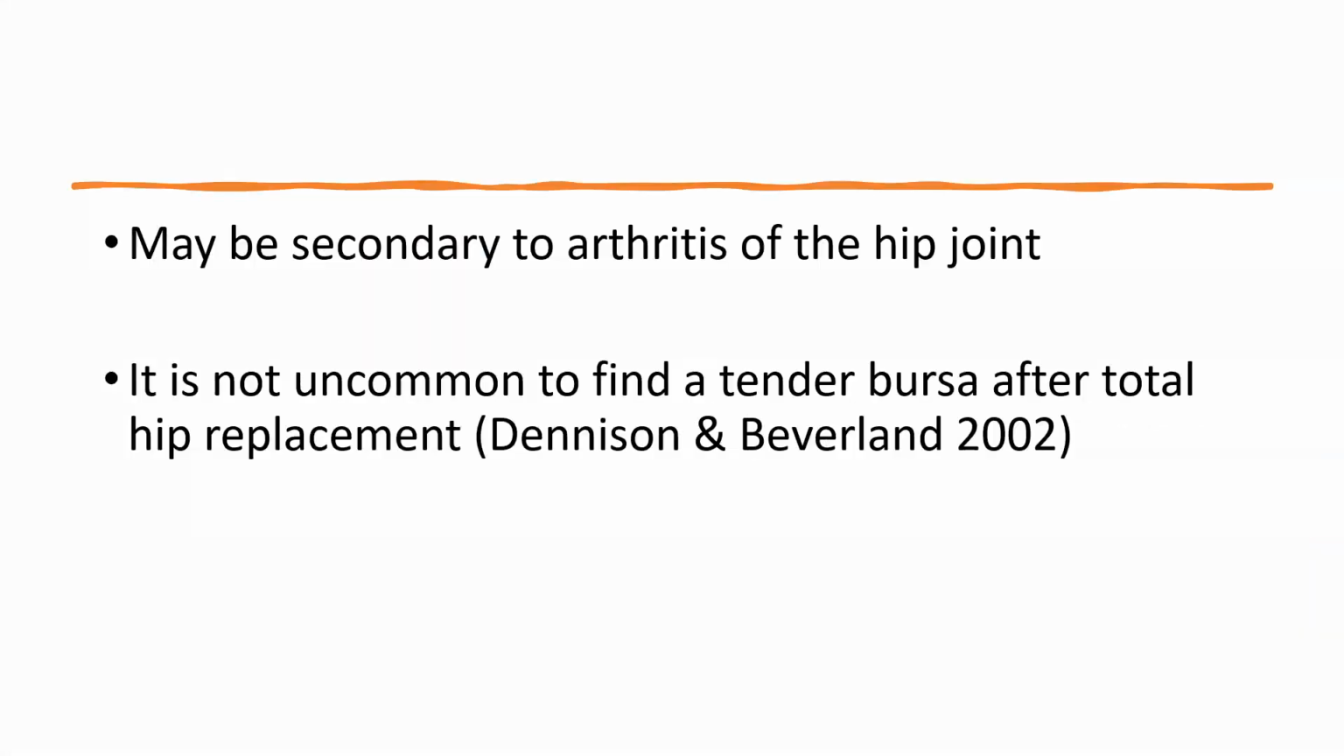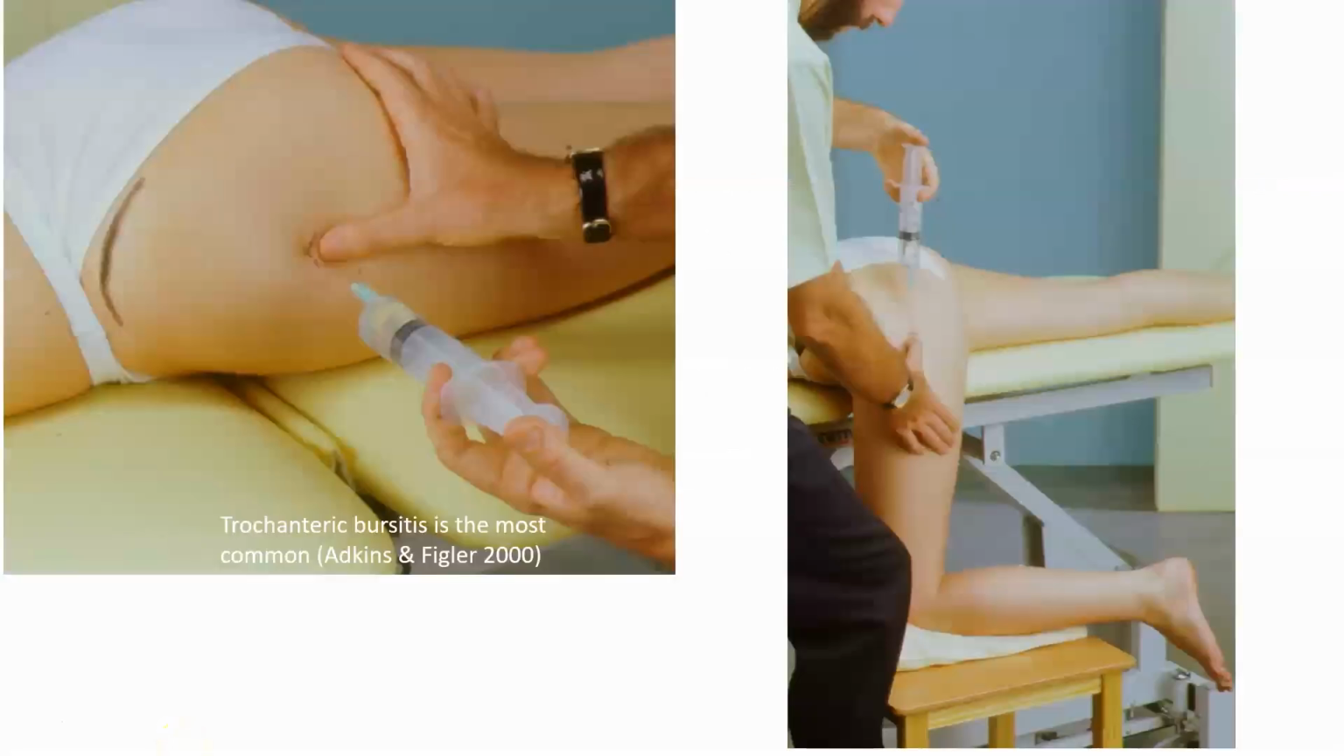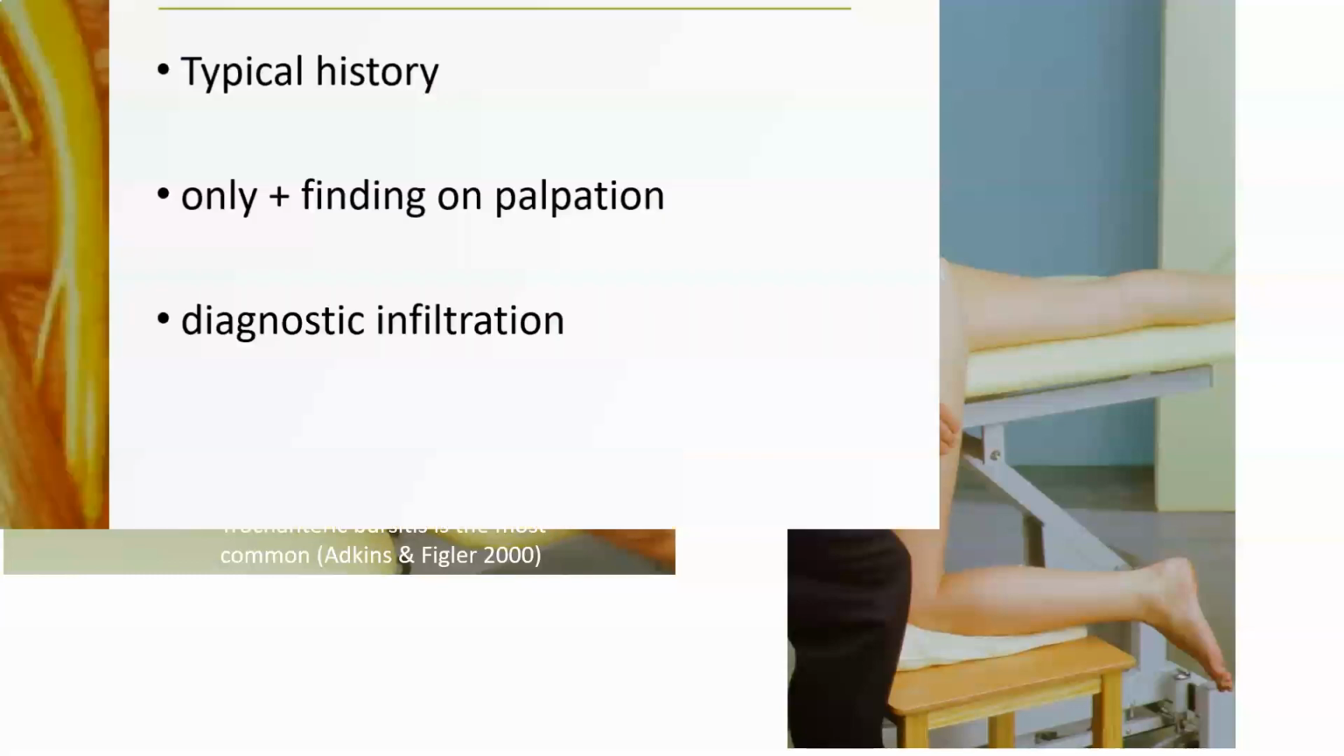A bursitis could also be secondary to an arthritis of the hip joint, so it's quite important to interpret the outcome of your functional examination. And it's also not uncommon to have a bursitis after a total hip replacement, so that's perhaps also interesting to know. This kind of bursitis can also be treated by infiltration, and depending on which bursa we would like to treat, the direction of the infiltration is going to be different. But again, this is illustrated in the films on infiltration techniques.